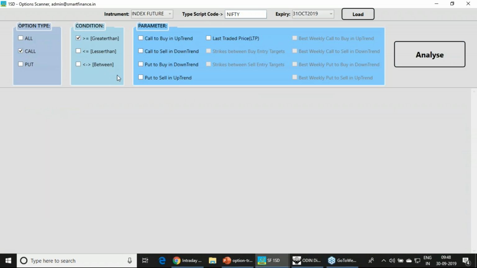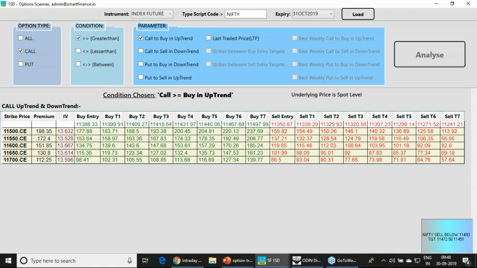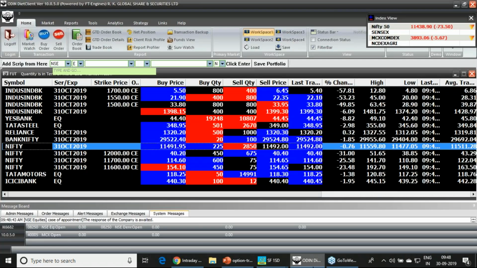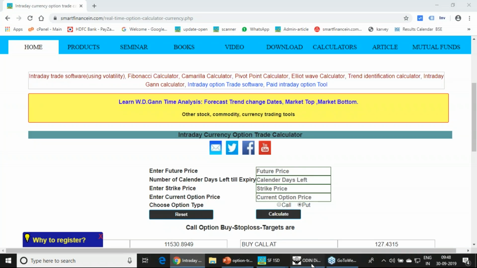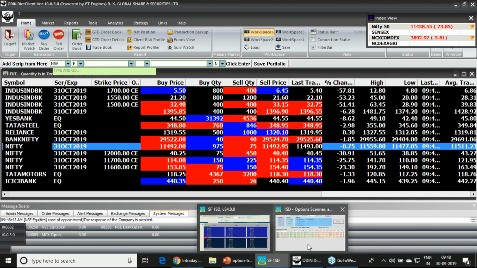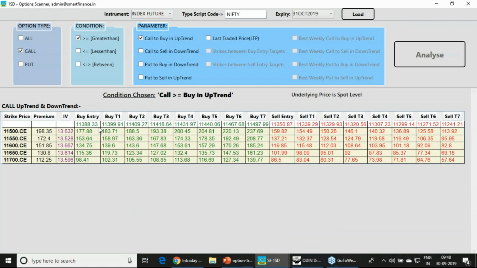I am going for the other option, call options to buy in uptrend. One great correction has happened. Now if I want to buy call options in the uptrend, it is telling me call options can be bought in the uptrend at Nifty spot 11,388. Now we have crossed the 430 level. We have come to the 430 level.